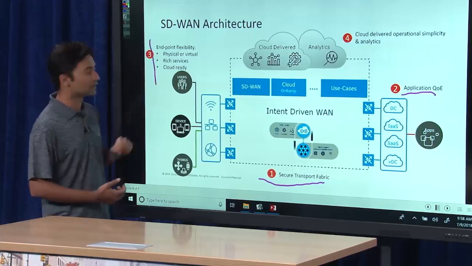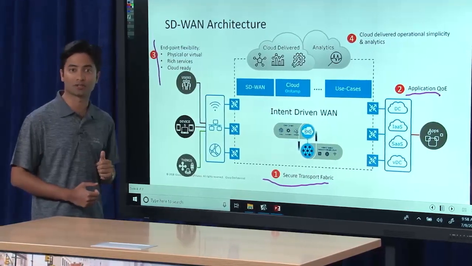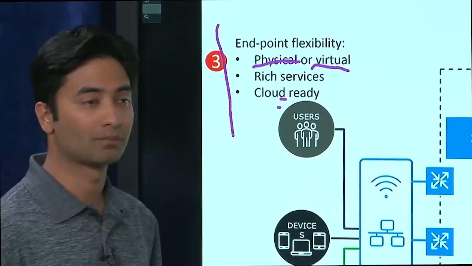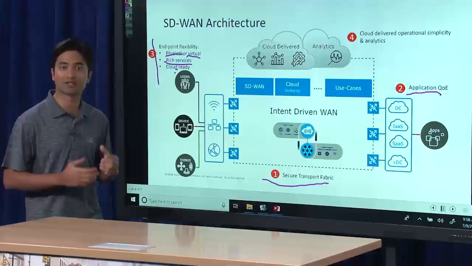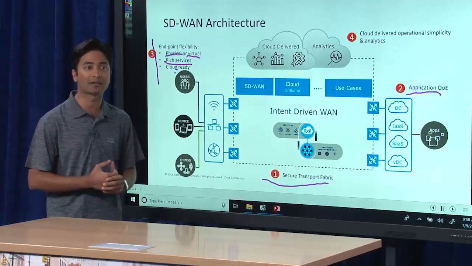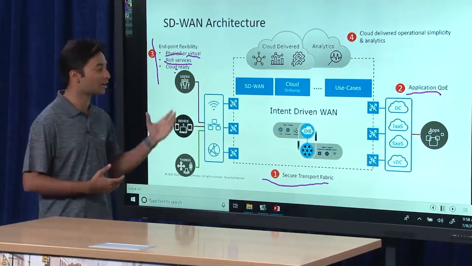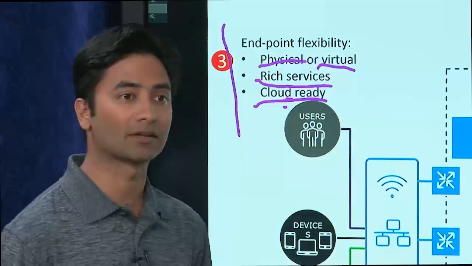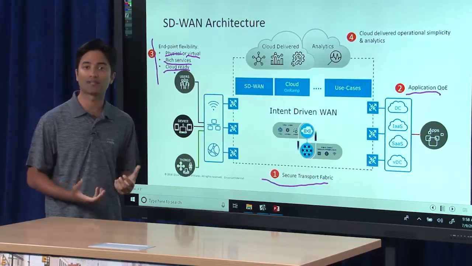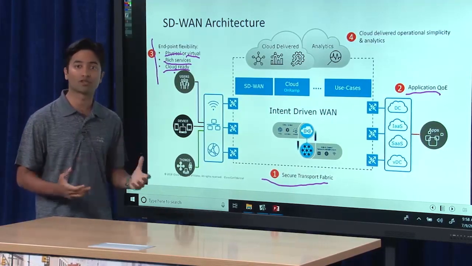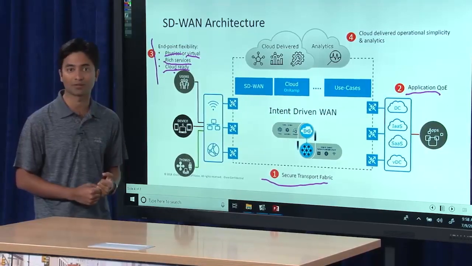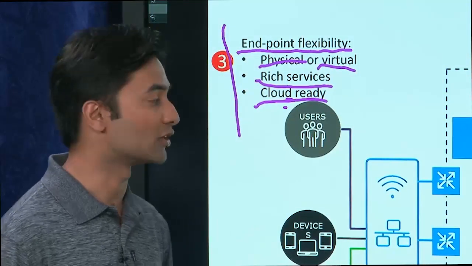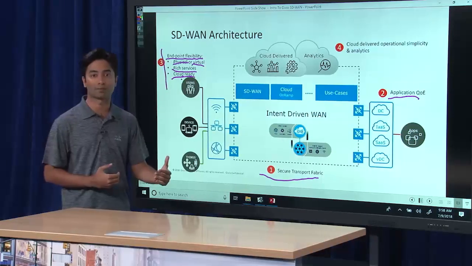The third thing is the means by which you consume these services. Is it physical form factor or virtual? Do I need rich service devices at my local site to handle additional capabilities apart from just SD-WAN? And am I looking at the cloud? Do I need full virtualized capabilities? Am I using branch-in-a-box or white box type capabilities? The ability to consume this in any shape or form is critical to your long-term planning.